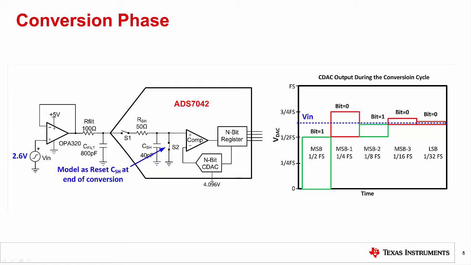Assuming the internal capacitor is reset to ground at the end of the conversion is a conservative worst-case approach. Following this model will yield robust results and leave margin for process variation. The potential downside of designs based on this assumption is that they may require amplifiers with wider bandwidth than is needed.